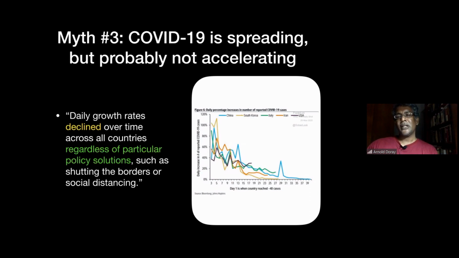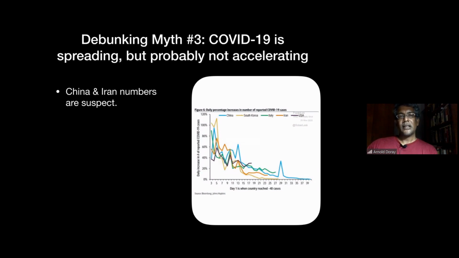And as proof, he shows two graphs. This is one of them, of a few countries, where over the last, let's say in this case, 30 days, you see a decrease in day-to-day growth rate. So his statement is that daily growth rates have declined over time, regardless of particular policy solutions. Okay, now this is a very dangerous assumption because it's easily debunked.